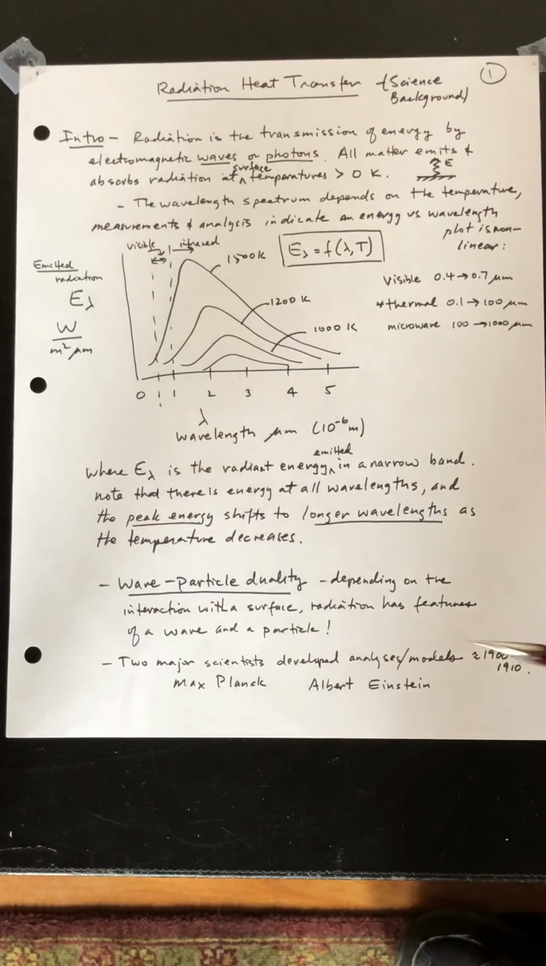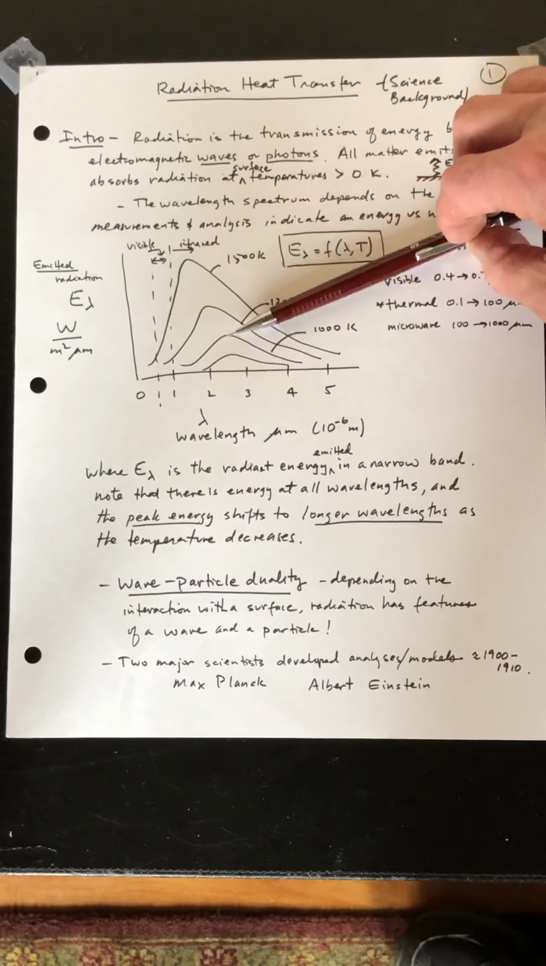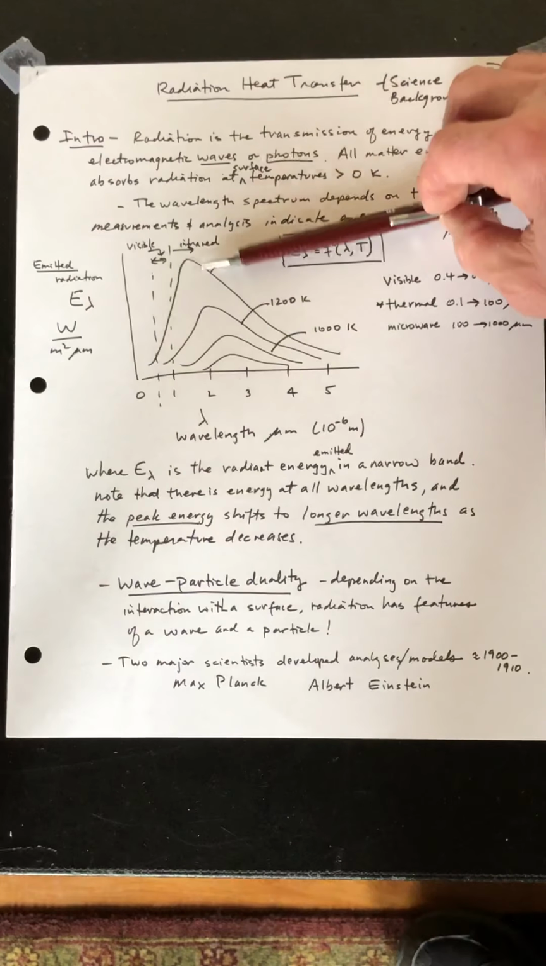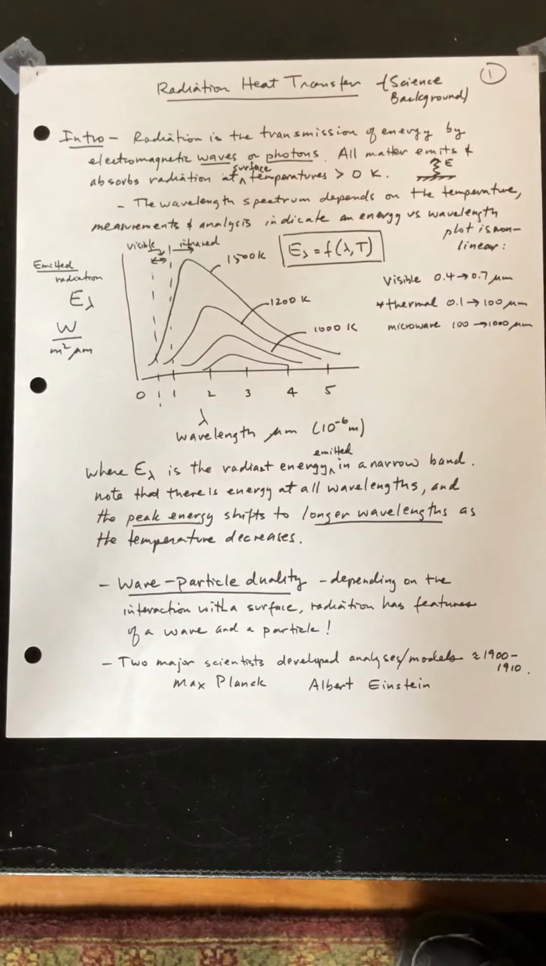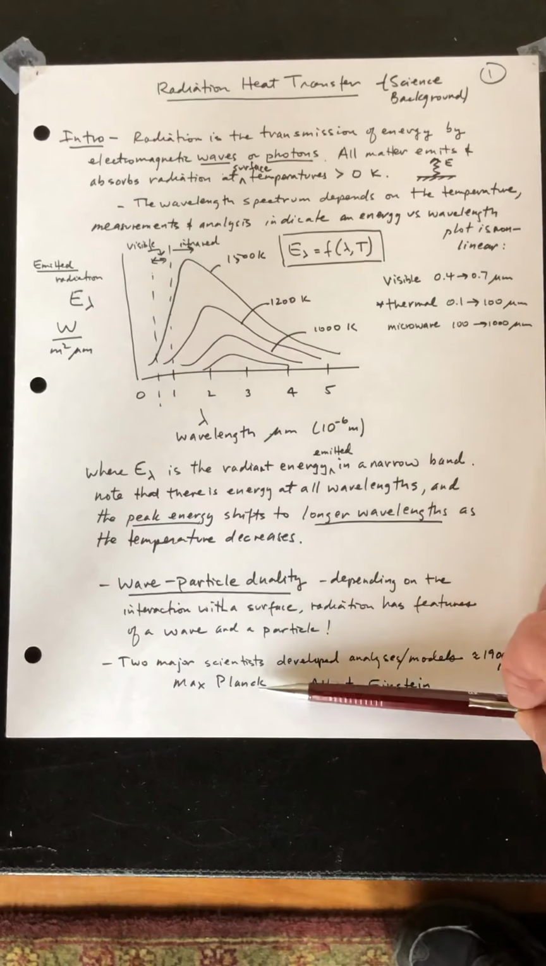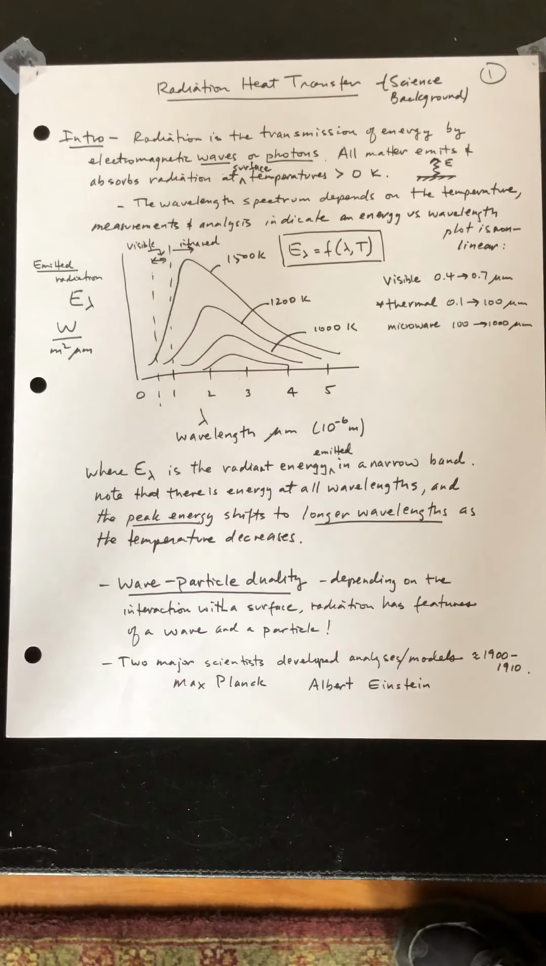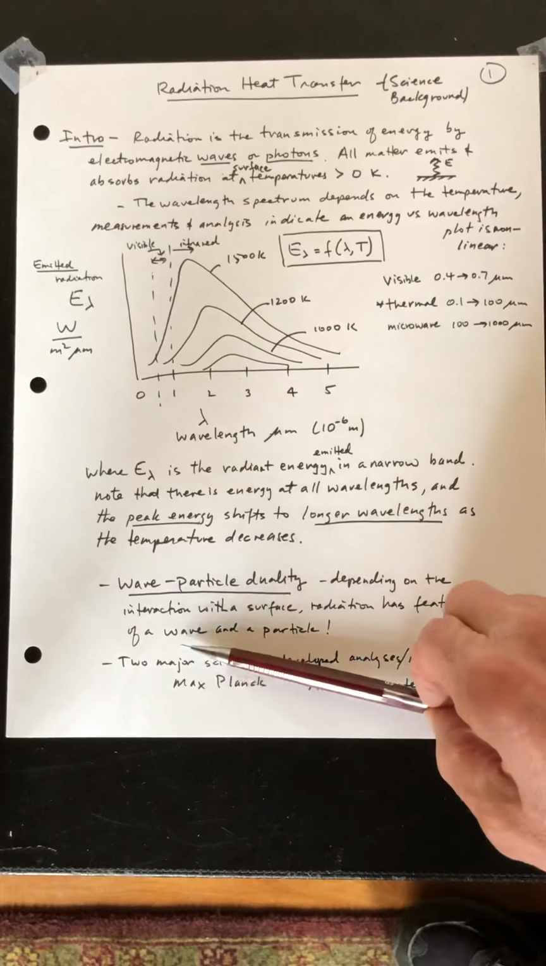Now, the thing to keep in mind is that this radiant energy occurs at all wavelengths, and you notice how the peak shifts to longer wavelengths as the temperature decreases, and we'll end up getting an equation for that. Now, the phenomenon of radiation has been the subject of a lot of physicists' investigations, and there are two major ones, Max Planck and Albert Einstein, both of whom you've heard of before. And the part that I think is confusing for an engineer is depending on the measurement you're making, radiation has properties both of a wave and a particle.